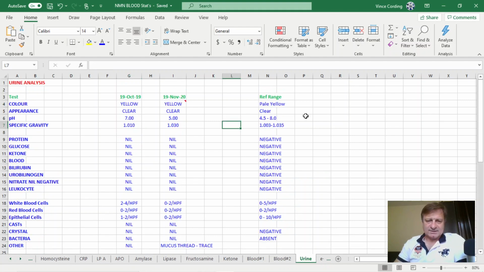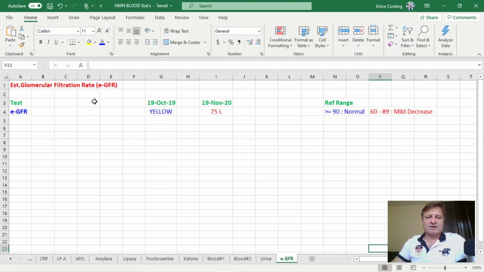Urine analysis, nothing of any note last time, nothing of any note this time. The only thing I did notice was it said colour yellow and yellow again. And at the time of taking this test, I've normally fasted between 12 and 14 hours. So I'm not sure what colour they expected it to be when you haven't drunk water for 12 to 14 hours. But it said it should be pale yellow. I'm not too sure about that.